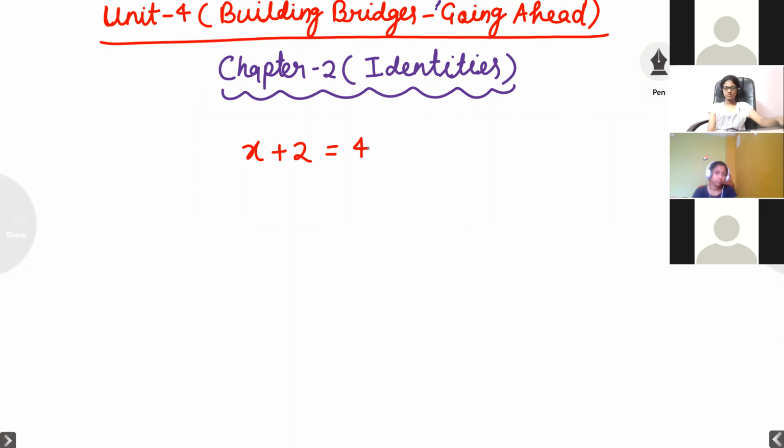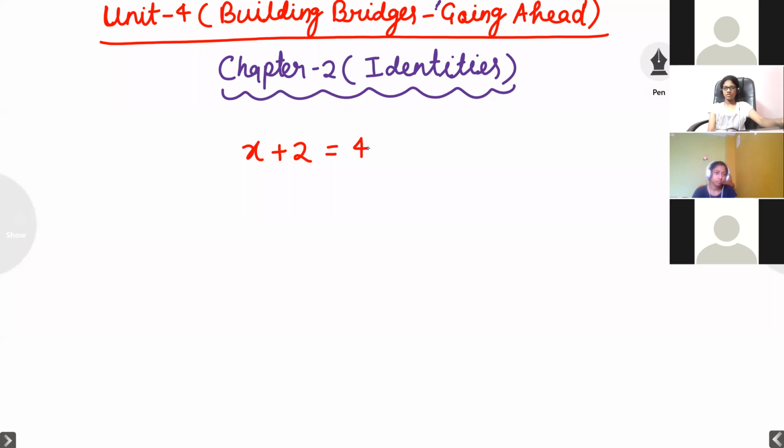Equation means balancing between two sides is called equation. It means if the value of LHS is equal to RHS, then we call that equation. One simple concept we can say: equation has an equal sign between two sides. What is two sides here? The value of LHS is equal to the value of RHS.